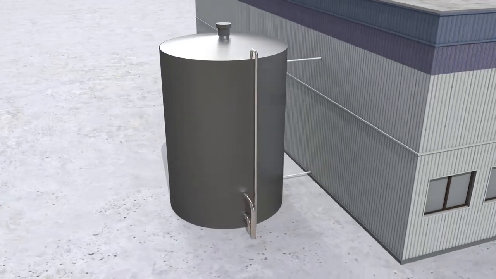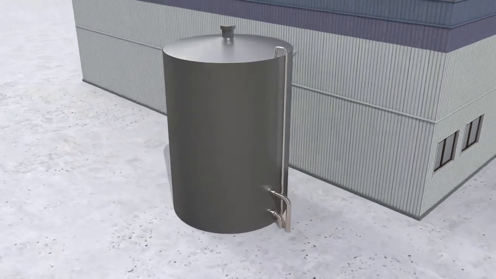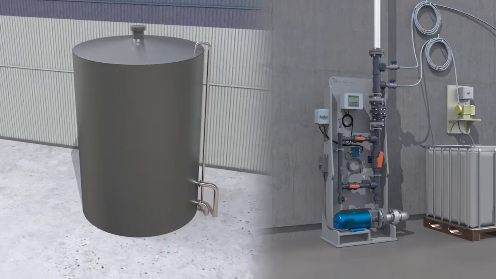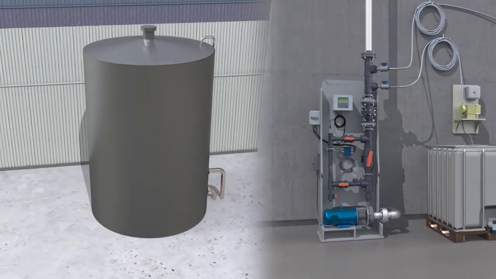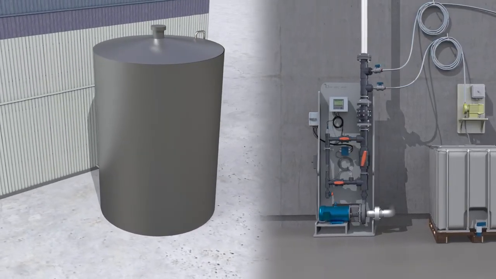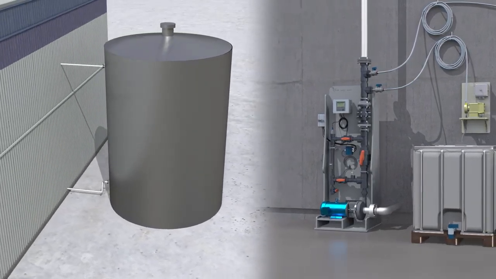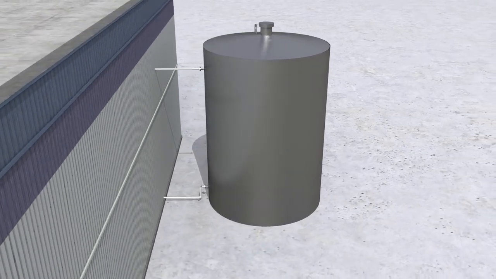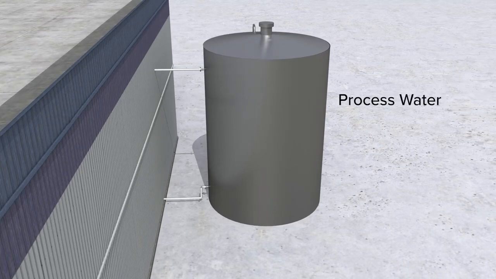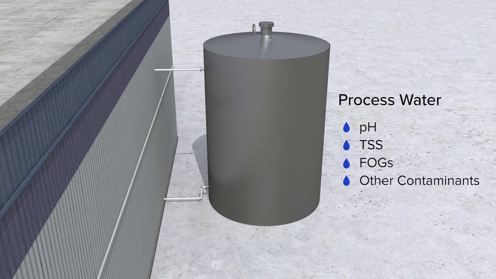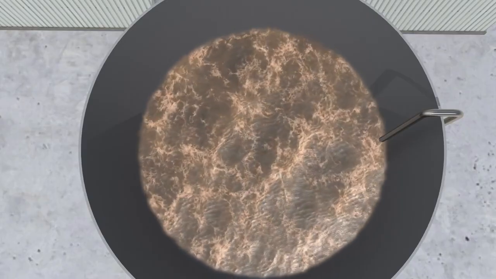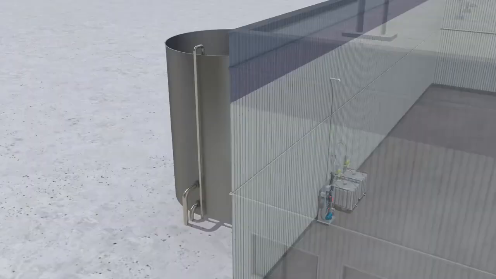Wastewater that enters into an equalization tank can vary widely. A properly designed system will homogenize the wastewater, providing downstream processes a more consistent and predictable flow and load to treat. Typically, water coming from the process source will have a varied degree of pH, TSS, FOGs, and other contaminants. Mixing of the EQ tank can be achieved in a number of ways to keep the contents uniform.